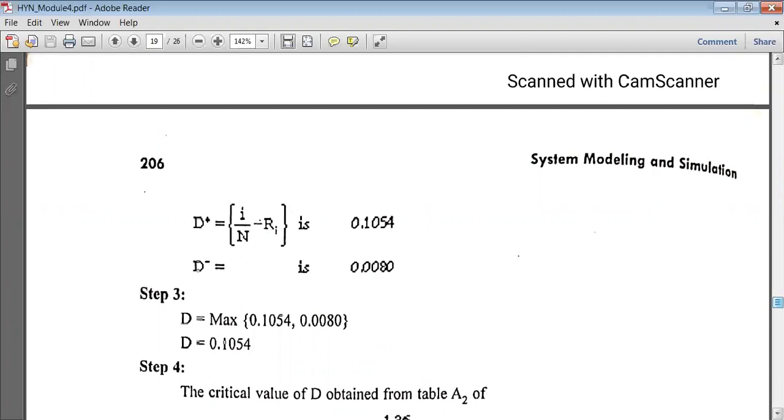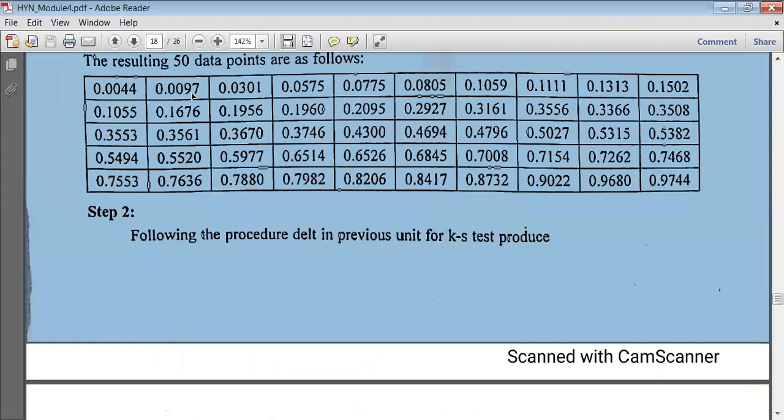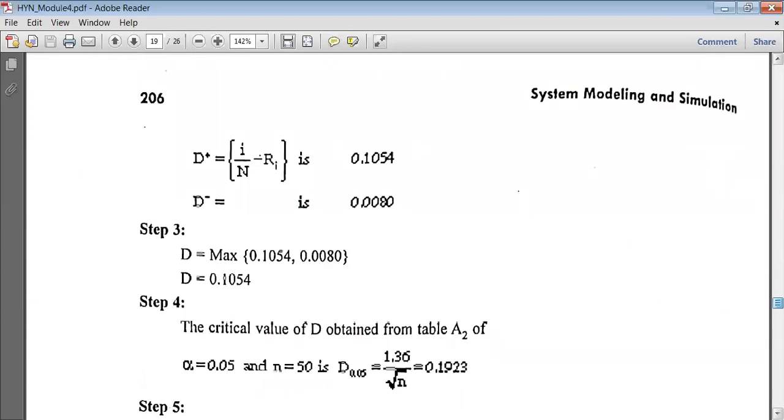So i divided by N, that is 1 by 50 minus Ri. Ri is nothing but the first arrival time what you have selected here, 0.0044, right? So 1 by 50 minus 0.0044, 2 by 50 minus 0.0097, right? Like that for all the values you will do. Then we have to calculate the max of D plus. So we will get it as 0.1054, right? Hope you have understood.